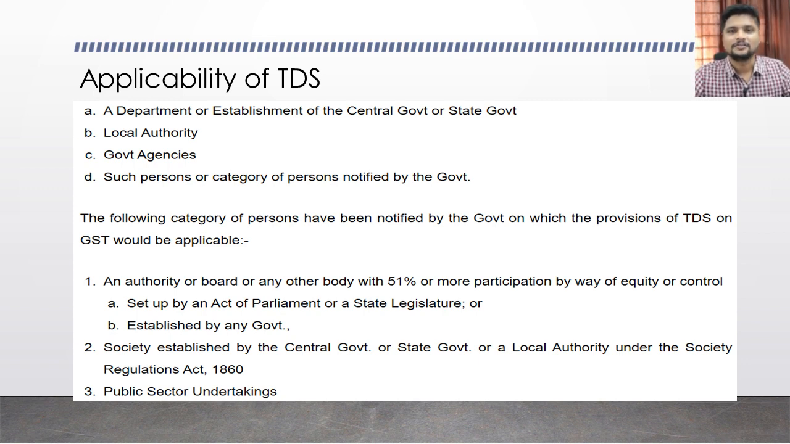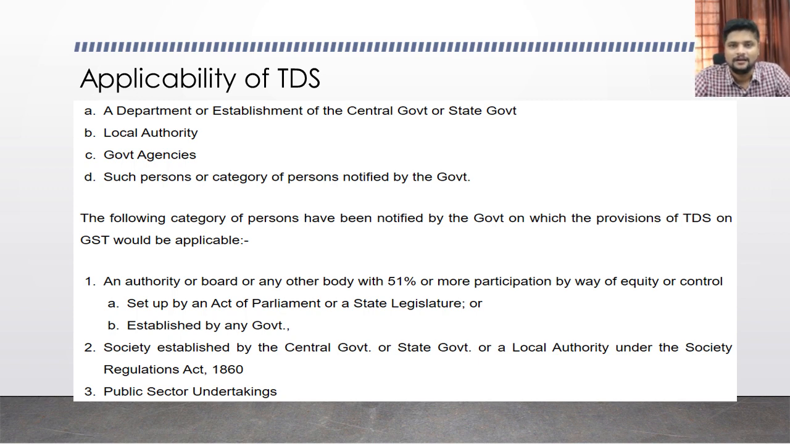Second one is any local authority. Third one is any government agencies. Not only for government departments but also for government agencies, these TDS provisions are applicable. Then the fourth category is any other person or category of persons as notified by the government. These 4 categories are already provided in the Act itself. Section 51 of the CGST Act provides the provisions relating to TDS under GST. Under section 51, all the 4 types of persons are listed.